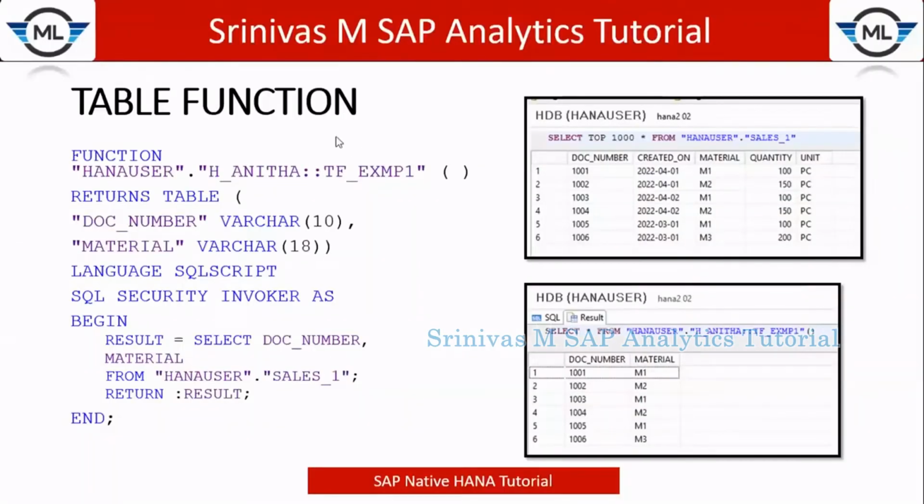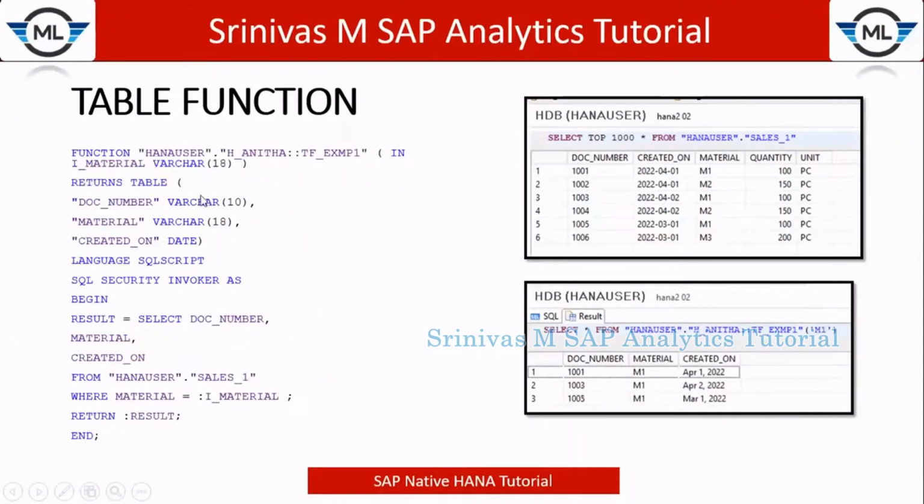Okay, so now in our last session, we saw how to create a simple table function without any input parameters, and we executed it and it worked perfectly. Now in this session, we are going to create a table function with input parameters. We are going to learn how to create a table function by passing some input parameters and how we can get the data out of it.